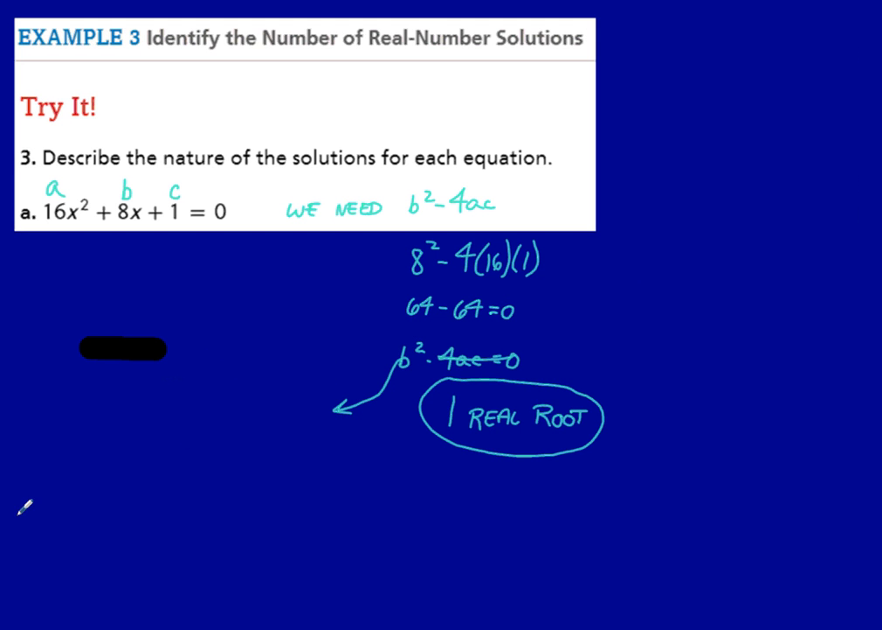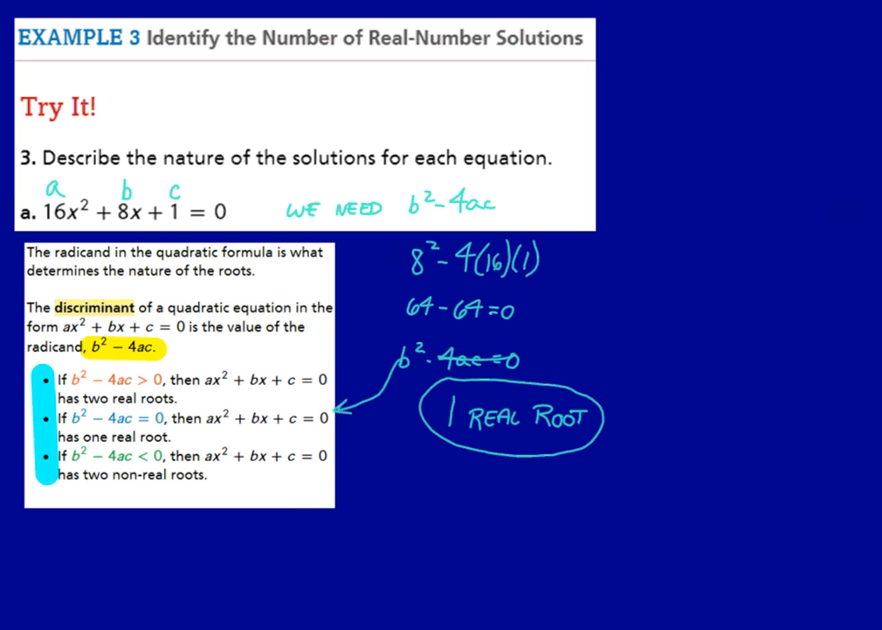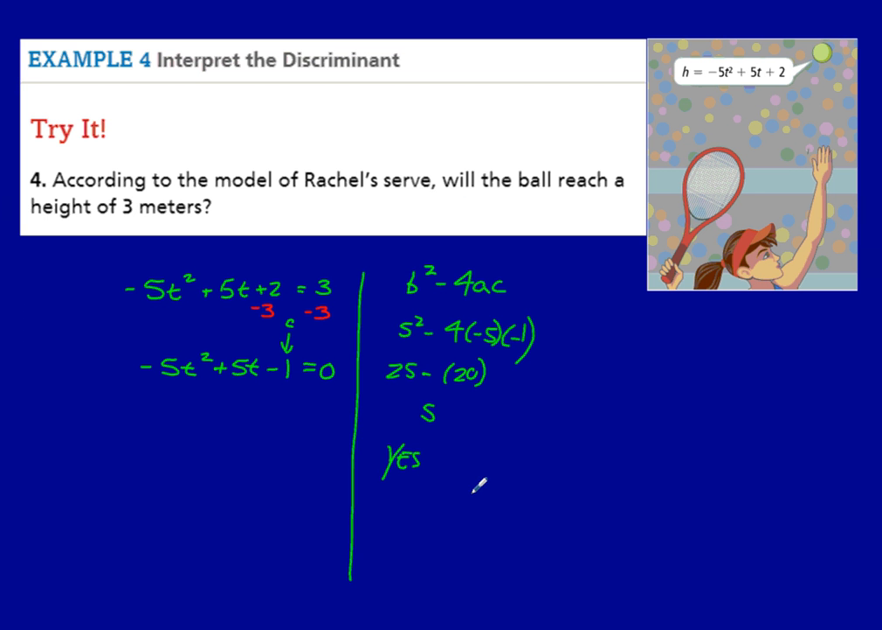Because, let me get that chart back up here. Because b squared minus 4ac was positive, it's going to have 2 real roots. So yes, it will reach 3 meters. Okay, yes, it will reach 3 meters because 5 is a real number.